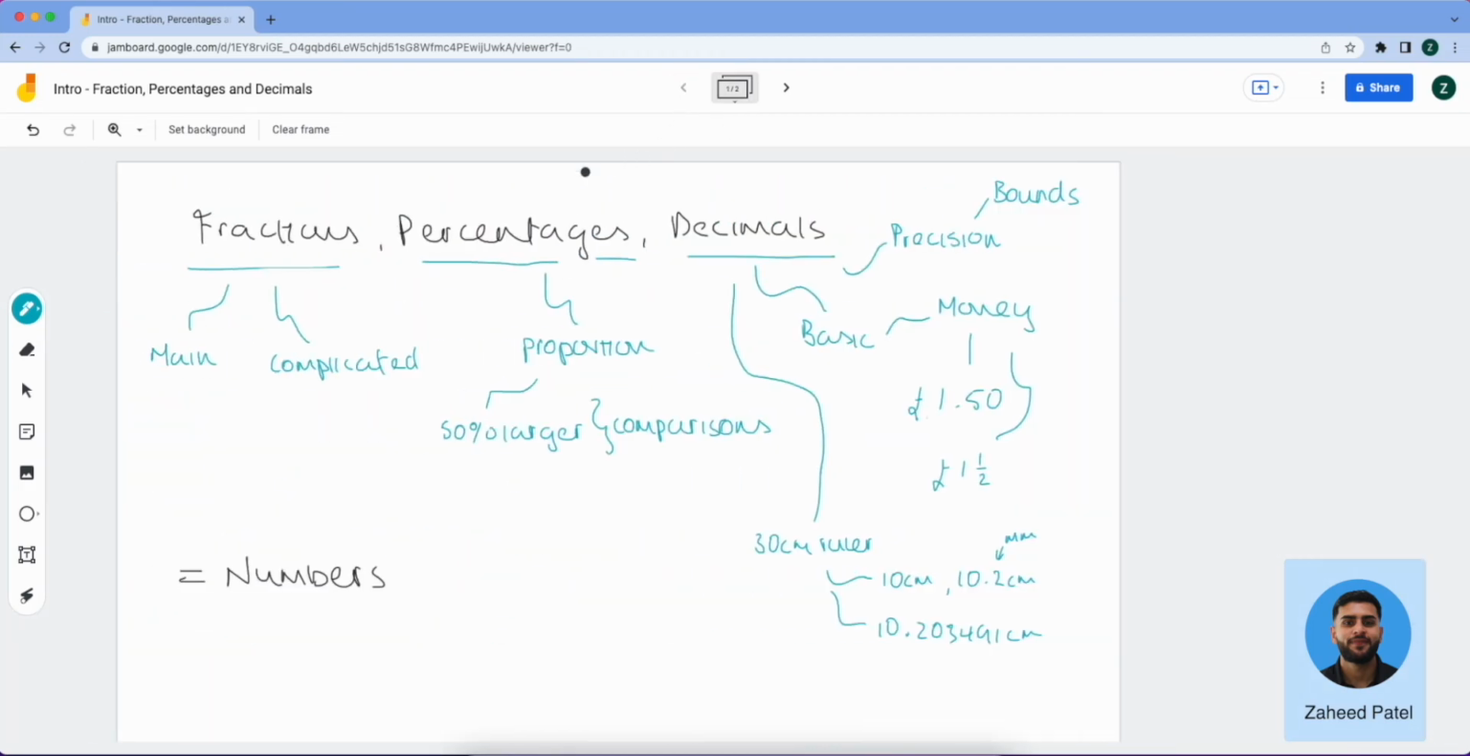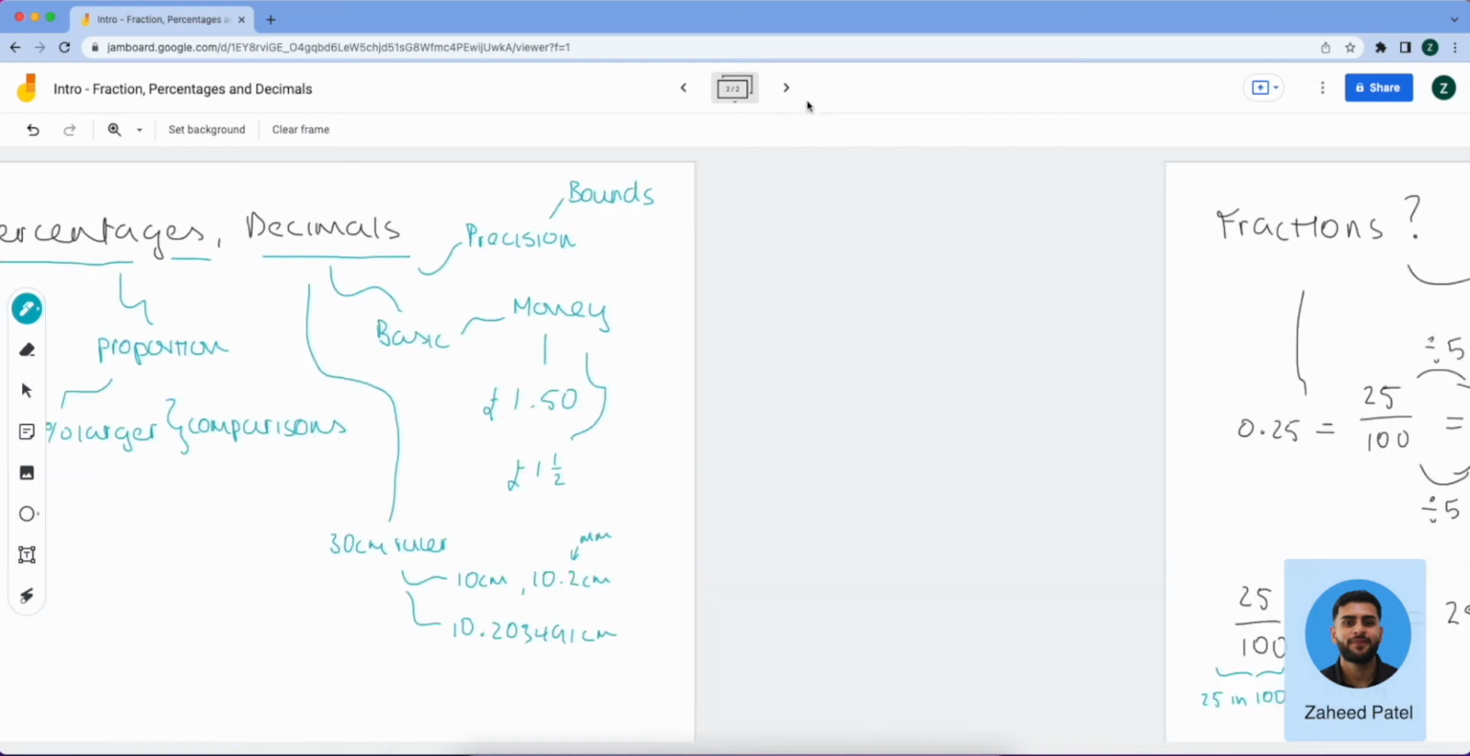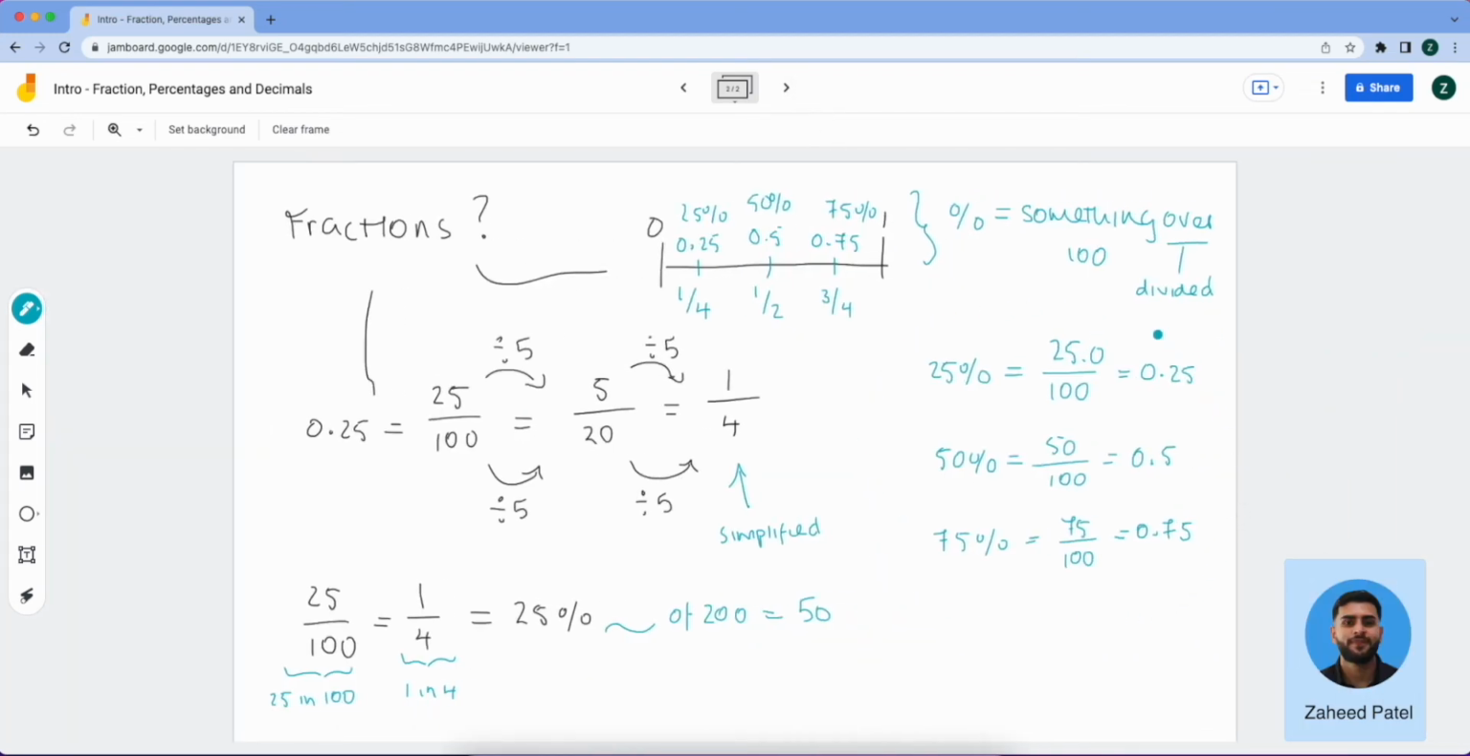So I've just tied in that fractions, percentages, and decimals are all the same, and you can see it over here. A good system to get a good grasp of this is the 0 to 1 line, using these 3 intermediate values, and they will give you a good understanding of how fractions, decimals, and percentages are all one and the same. And that's it for this lesson.